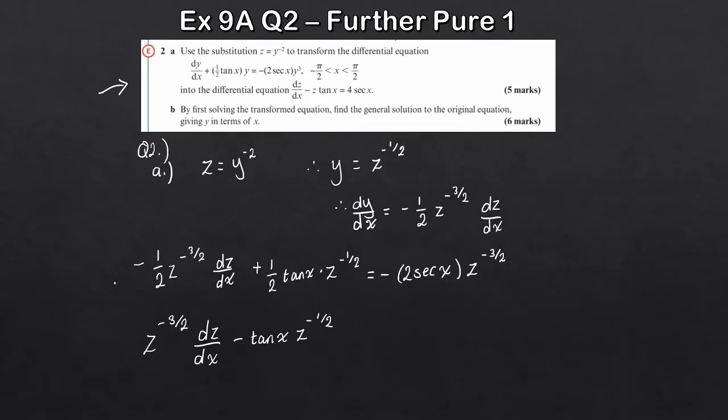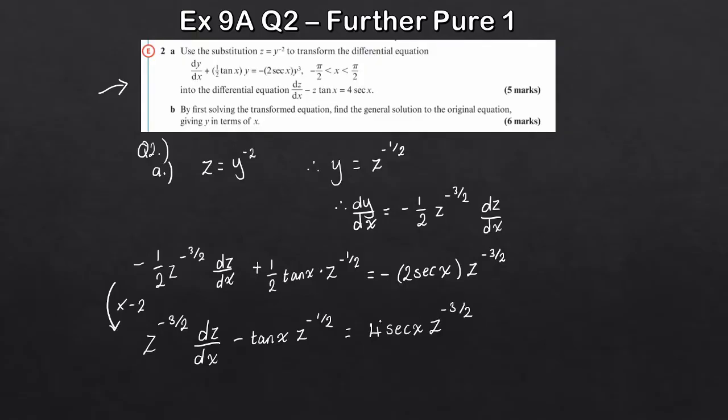So just to make it clear, the times in by minus 2 here, okay, to get this line of working. So I get tan x z to the minus a half, and then this side here, you times this by minus 2 as well. What would that give us? So minus 2 sec x times minus 2, so we're going to get positive 4 sec x. And then don't forget your z to the minus 3 over 2.